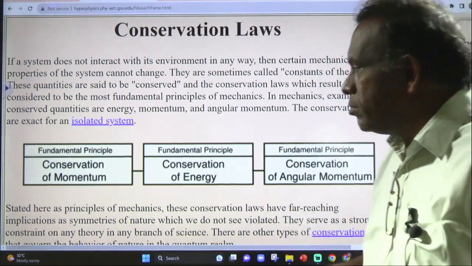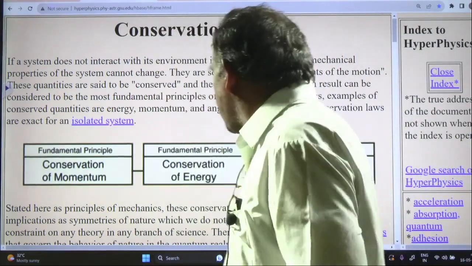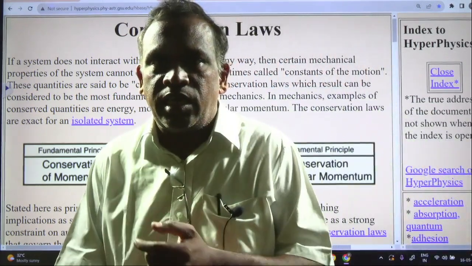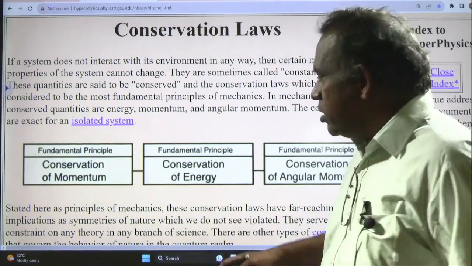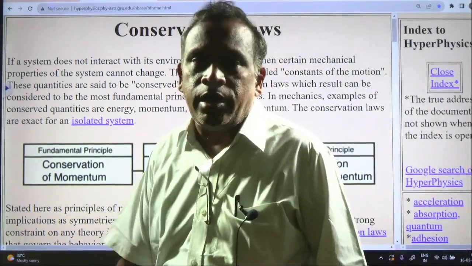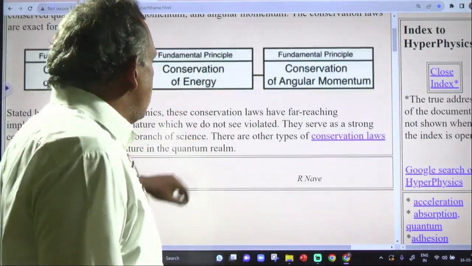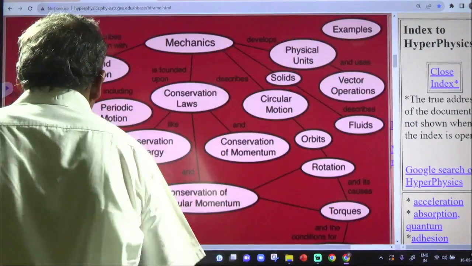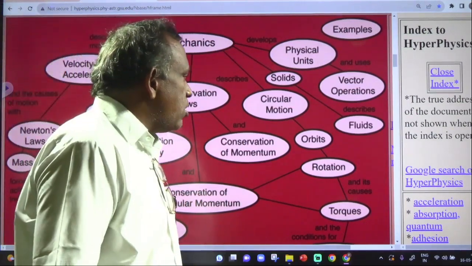Conservation of momentum, the law of conservation of momentum: the algebraic sum of all momenta is equal to 0. Conservation of energy: energy is neither created nor destroyed, energy remains constant at any place in the universe. So that is something like a fundamental principle. Conservation of angular momentum: angular momentum is constant. So these are all laws of conservation in nature, very, very important in physics. Mechanics basically has all these things.